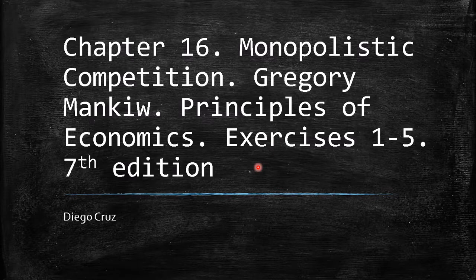We're going to work in chapter 16. This is the book of Gregory Mankiw. During this chapter, this is about monopolistic competition. The book is Principles of Economics, and we are going to work from exercises 1 to 5.